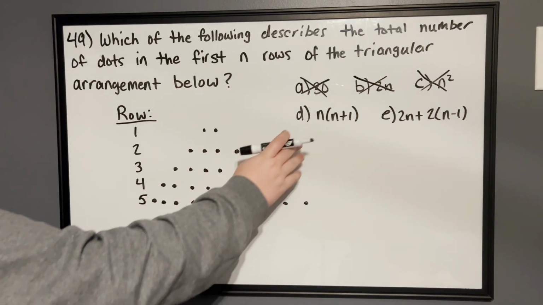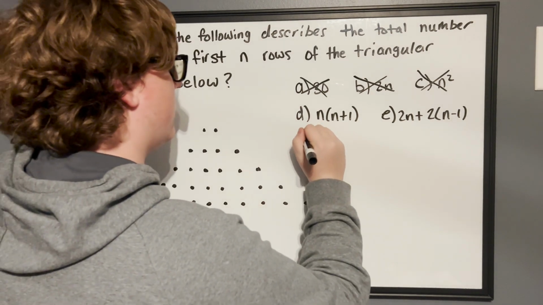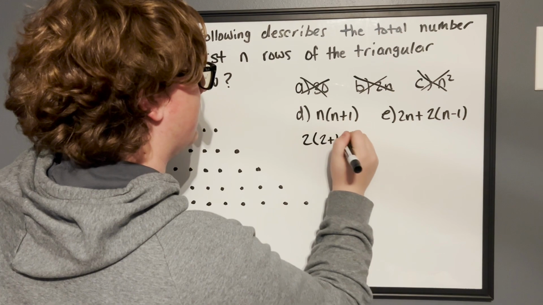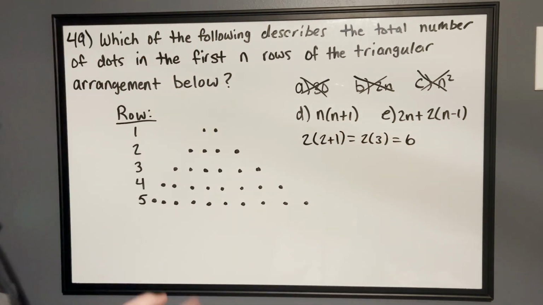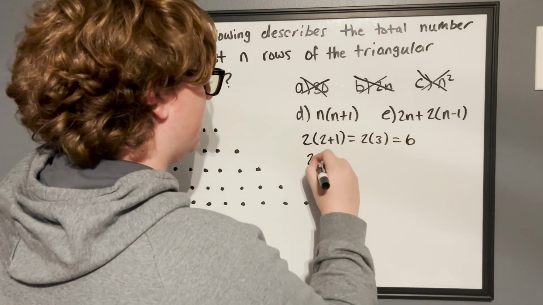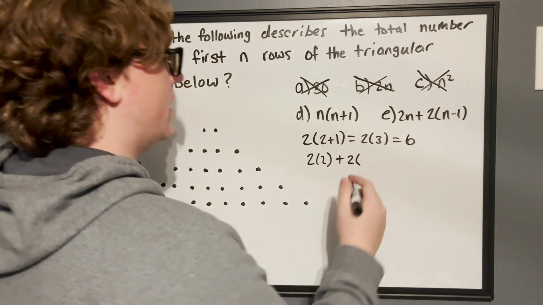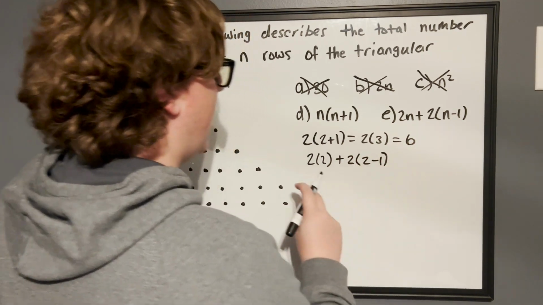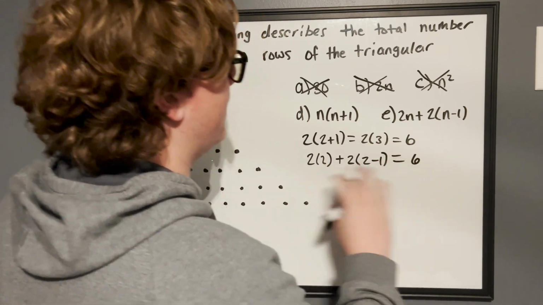For D, we have n times the quantity n plus 1. So I'm going to go ahead and write this one down. We have 2 times 2 plus 1 is equal to 2 times 3 is 6. So we know we have that one right. Now let's look at E. We have 2 times 2 plus 2 times n minus 1, which is 2 minus 1. This is going to be 4 plus 2, which is 6. So right now these are good too.